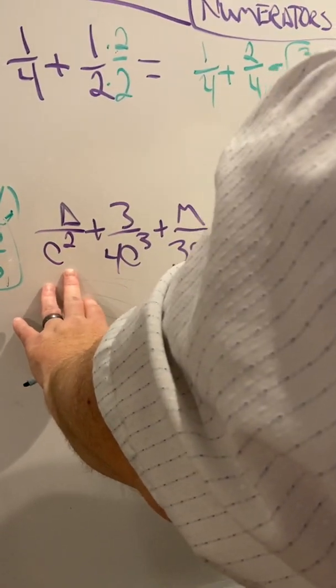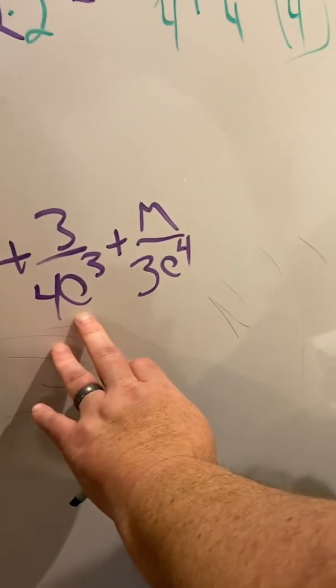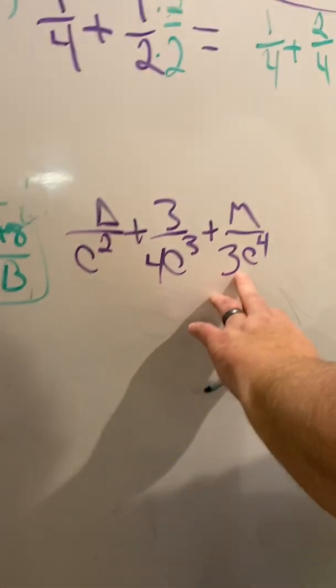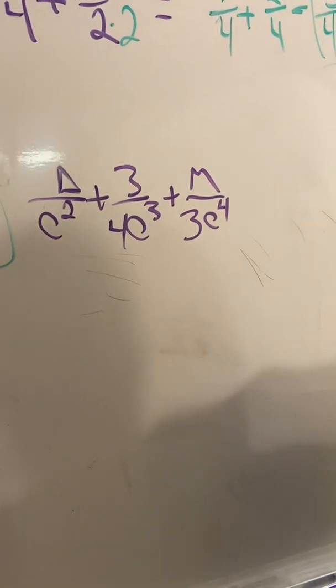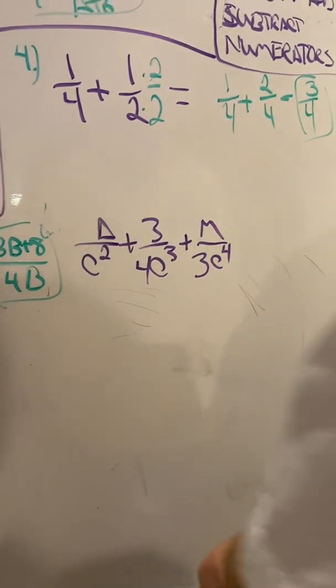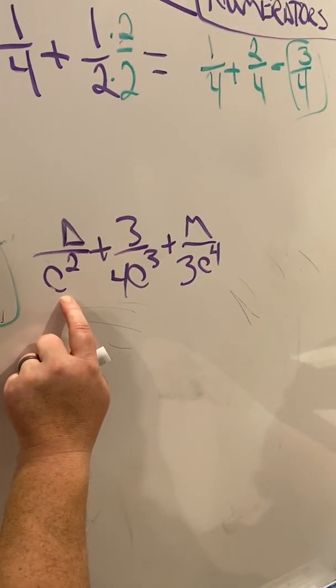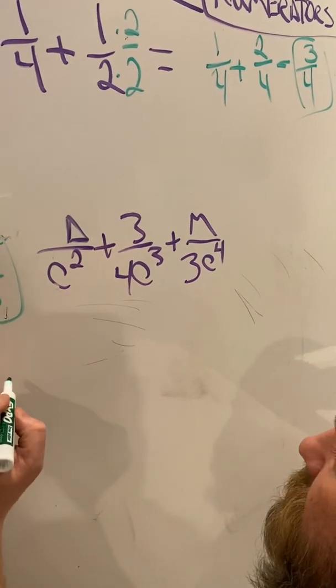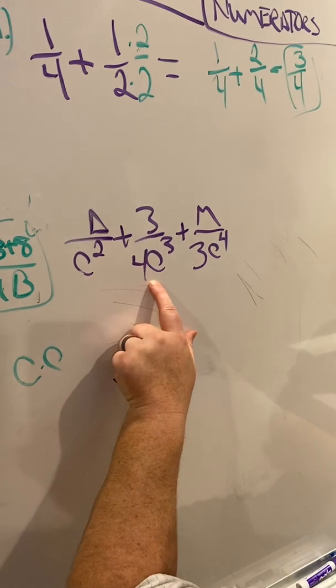You'll notice that the bottom denominators are c squared, 4 times c to the third, and 3 times c to the fourth. So it's a little bit mixed up. But let's follow the same rules we did on the very last one. We've got to find a least common multiple. We know we have to break down c squared into c times c. Well, let's break down a 4.